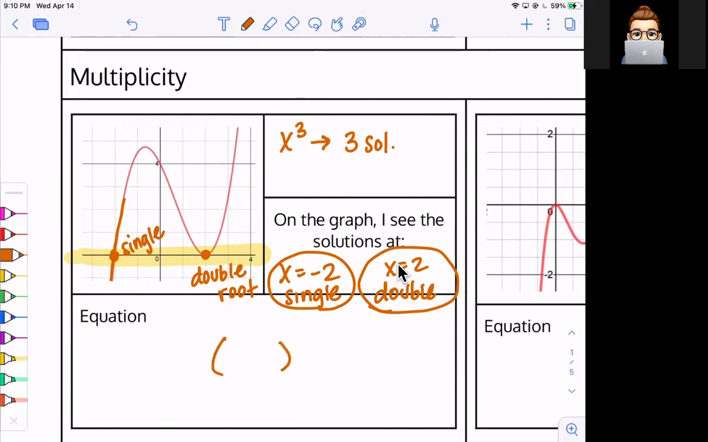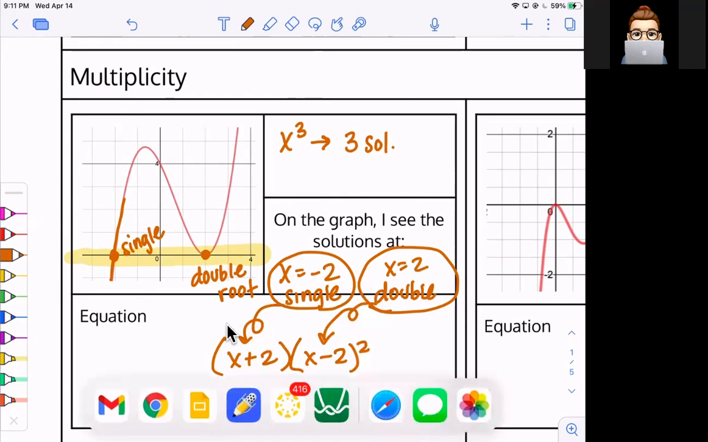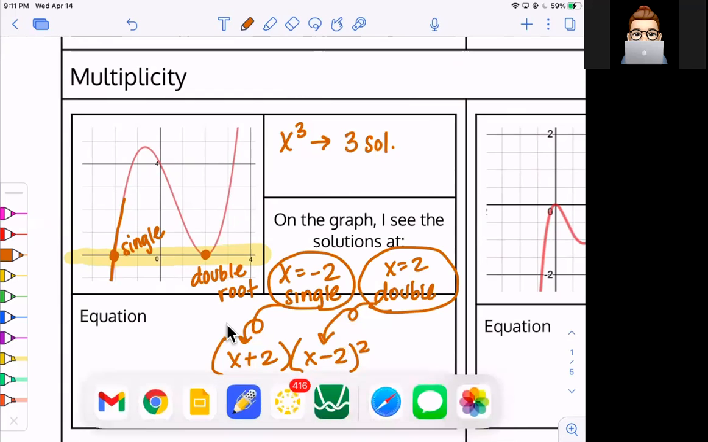We write it exactly the same way. x plus 2, switch that sign, right? And x minus 2, switch that sign, right? To account for the double, we put an exponent of 2 there, counts as double. And so it's coming down here, it's bouncing back up. So we see the double root in the graph looks like a bounce, and the double root in the equation is an exponent.